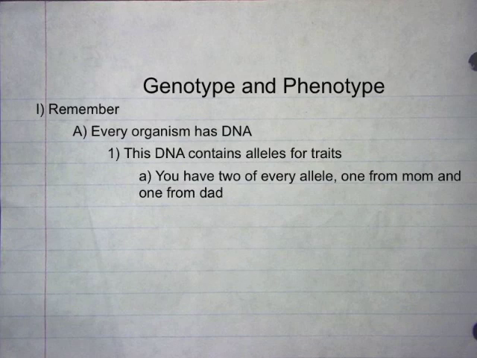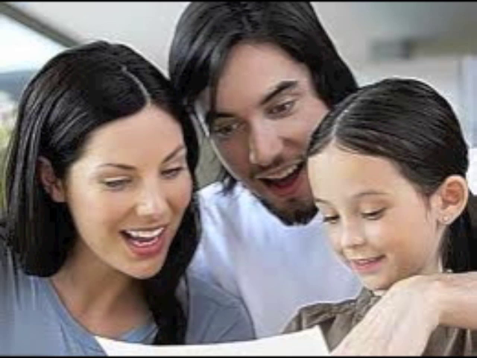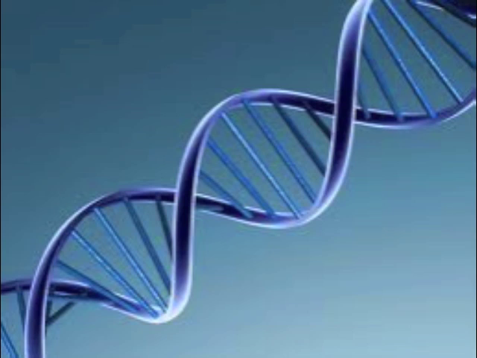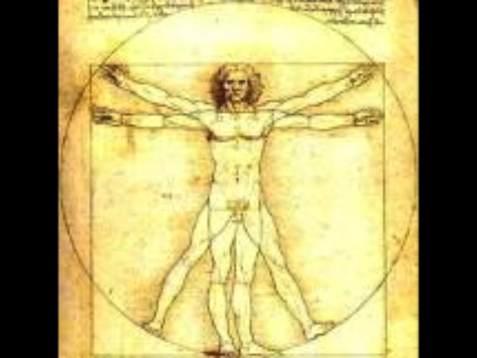Genotype and phenotype. Remember, every organism has DNA. The DNA contains alleles for traits. You have two of every allele, one from mom and one from dad. Remember, your parents give both of their genes when creating you. This is in the form of alleles, or DNA. Enough alleles create the genetic code that makes up you and the given traits.